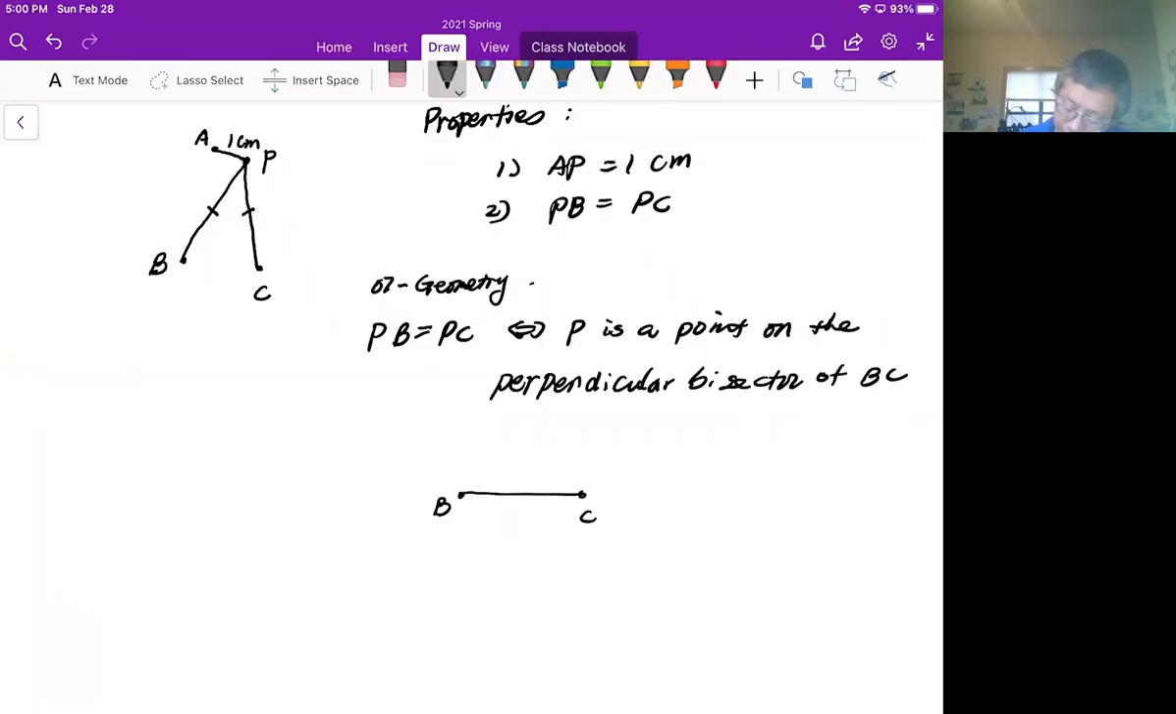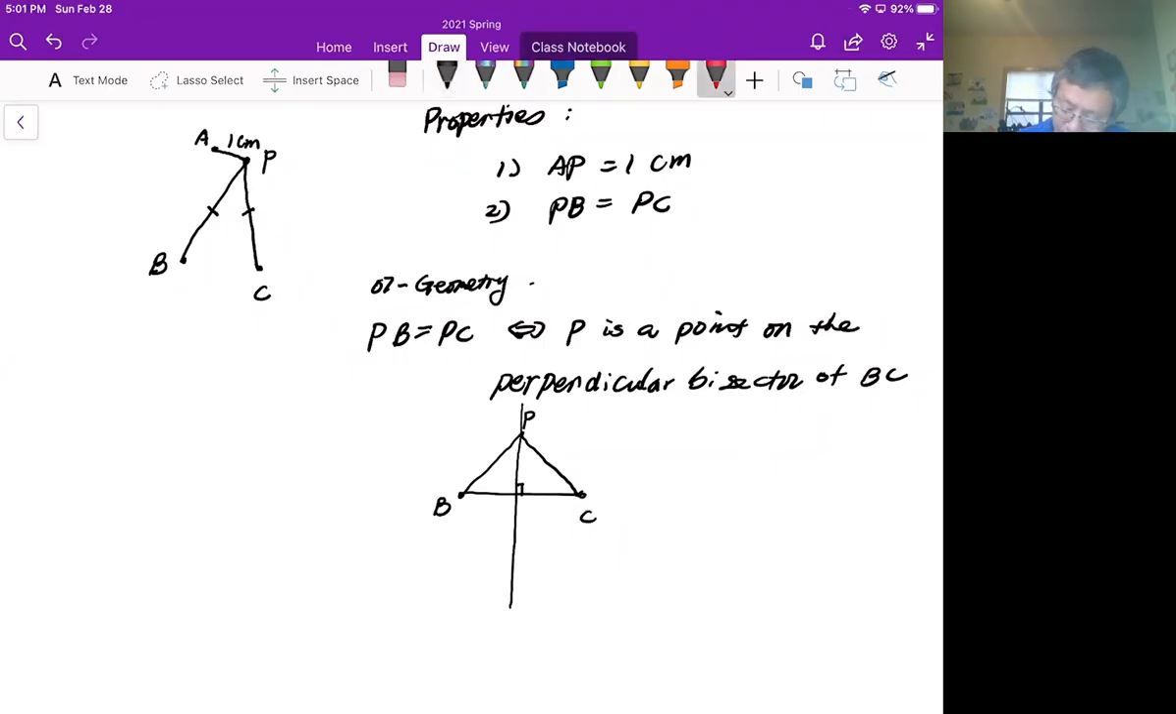Okay, if I have a P with equal distance to B and C, that means P must be on the perpendicular bisector. Any point on the perpendicular bisector has the condition of equal distance to B and C, and vice versa. Why? How do you prove that? Well, you can just prove it by using congruent triangles, right? The two triangles are congruent.